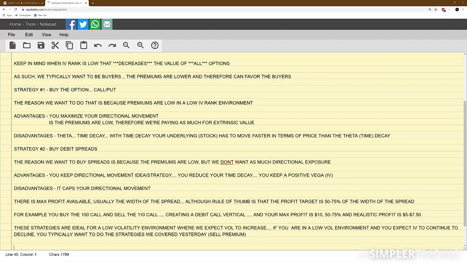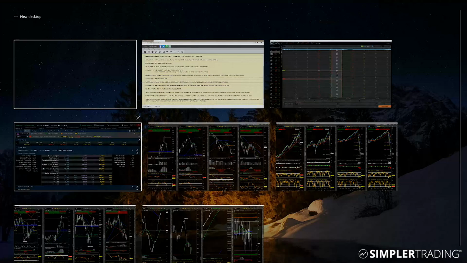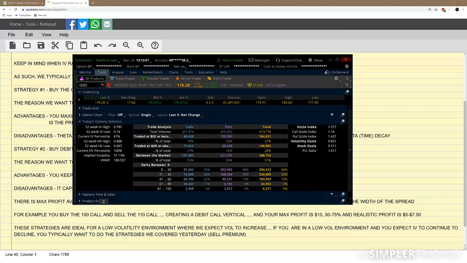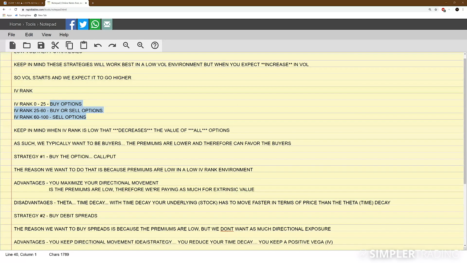So where do you get IV on thinkorswim? Well, we covered that one, Ike, but I can show you again. So it's right here. You go to the trade tab, you click on option statistics, and you can look at the IV percentile. And then depending on whatever that number is, you can then use your rule of thumb here. We put up here, and if your IV rank is in that ballpark, that's typically the strategy you want to be following.